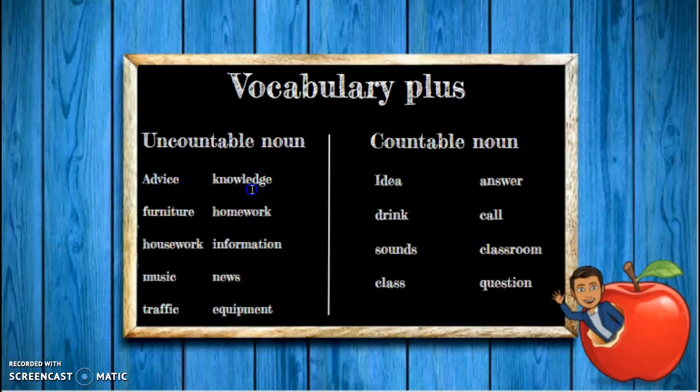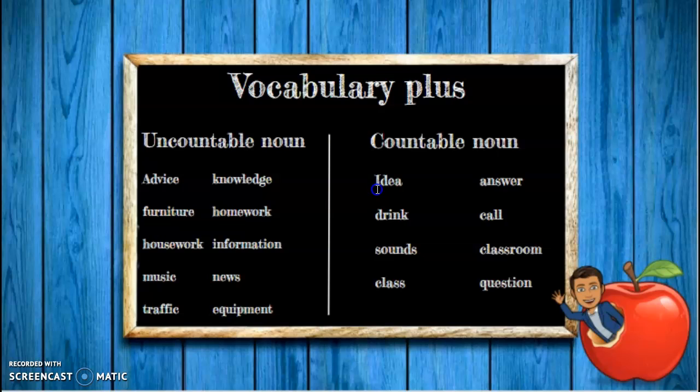In English, we never say conocimientos. In English, we only say knowledge. Okay, in English, we don't say muebles. We say furniture.